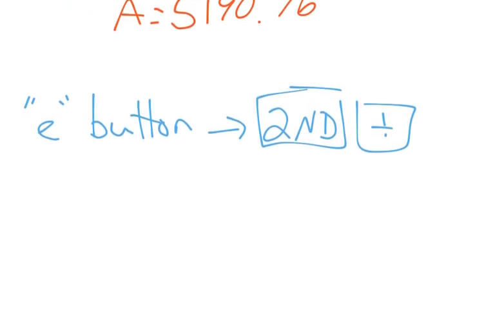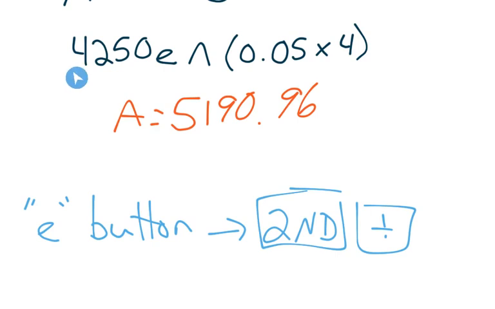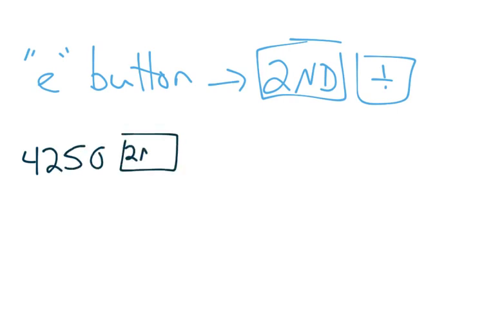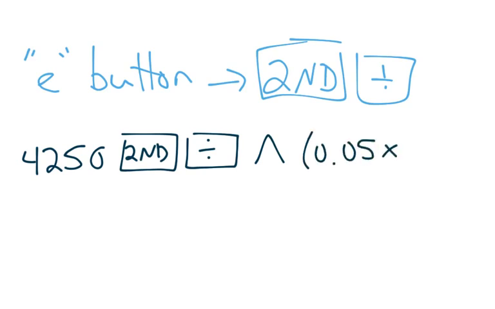So what you would type in for this function right here, this one that we just used to find the account balance, it would be something like this. It would be 4250, and then the second, and then the division symbol, and then that brings up e, and then the exponent button, parenthesis, 0.05 times 4, and then hit enter, and then that would give you your answer. Because what this second e does, or second divide, that's where you get e in your calculator.